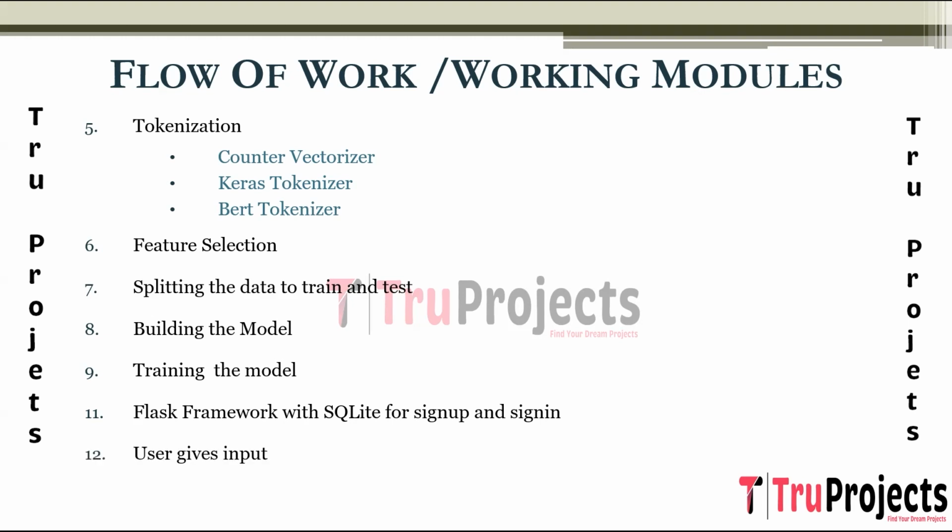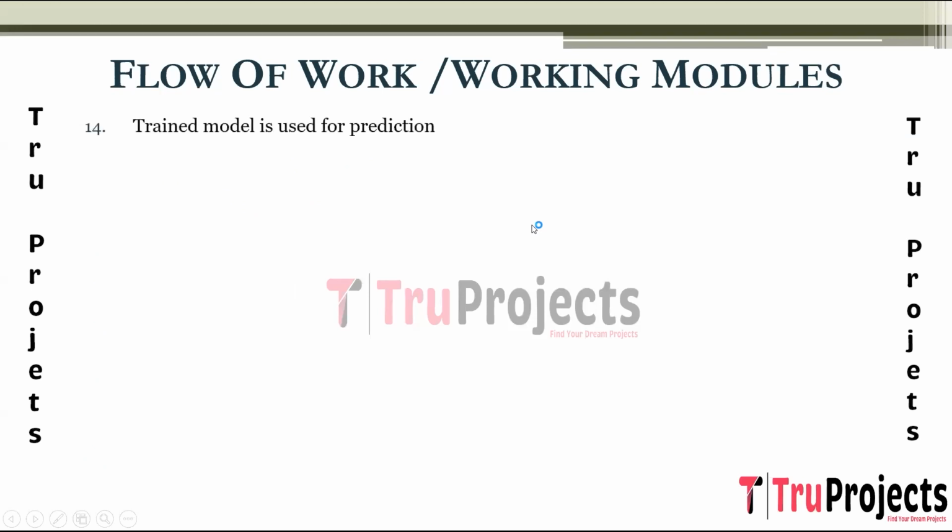User gives input. Users interact with the web application by providing input, typically in the form of text. Input pre-processing for prediction. The user input text undergoes pre-processing steps similar to those applied during the training phase, ensuring consistency and accuracy in the subsequent predictions. Trained model is used for prediction. The pre-processed user input is fed into the previously trained machine learning models, which then predict whether the provided text contains hate speech.